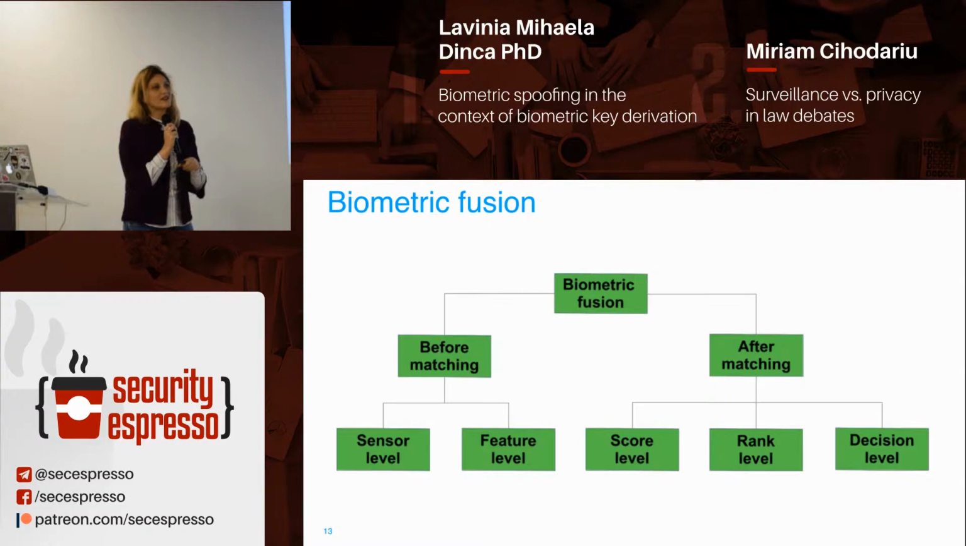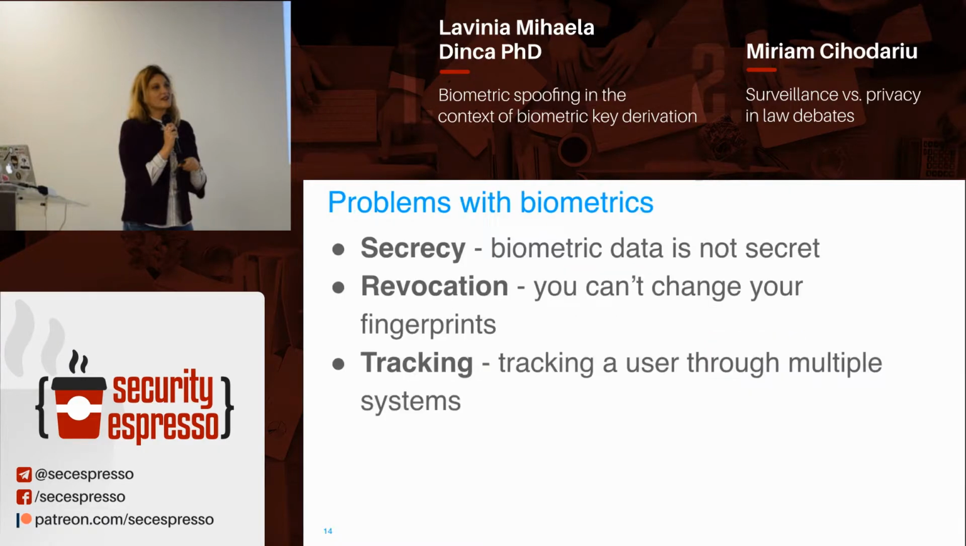So what are the problems with biometrics? First, biometric data is not secret. You can follow someone and literally leave the fingerprints or take pictures in a mall with those crazy cameras that we have even on the smartphone. So you can acquire biometric data from a person without him knowing.